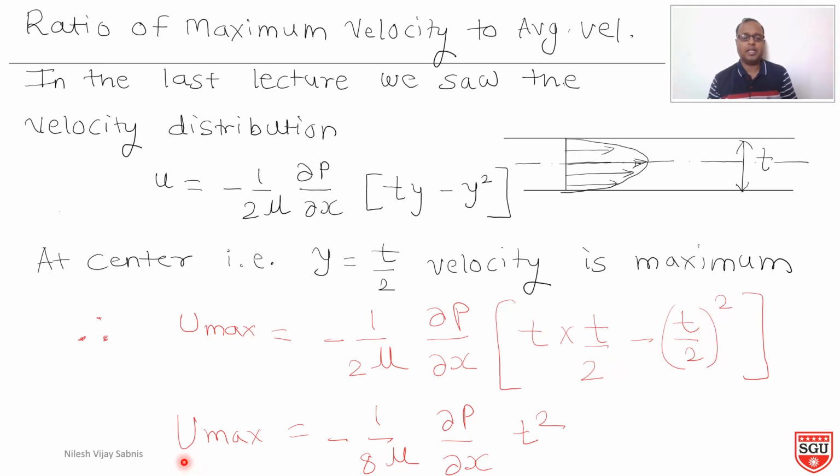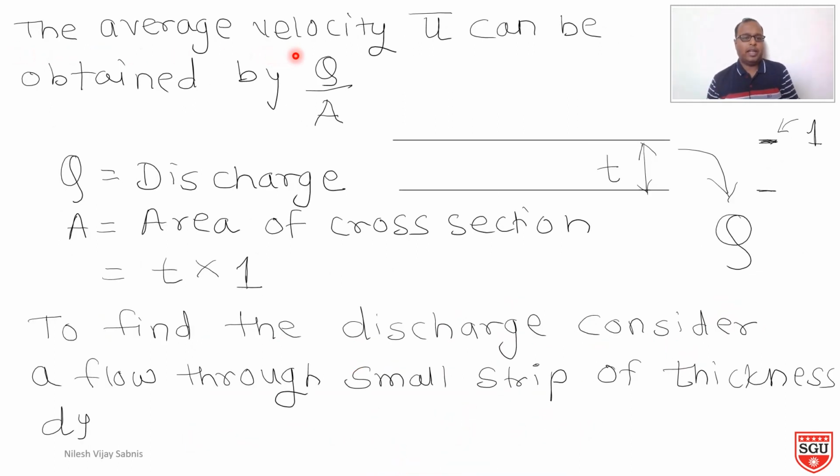So making the simplification, we will get u max is equal to minus 1 by 8 mu dou p by dou x into t square. This is our first equation. Next is to calculate the average velocity, and it can be calculated by obtaining Q by A. Q is the average discharge flowing through cross section area A.